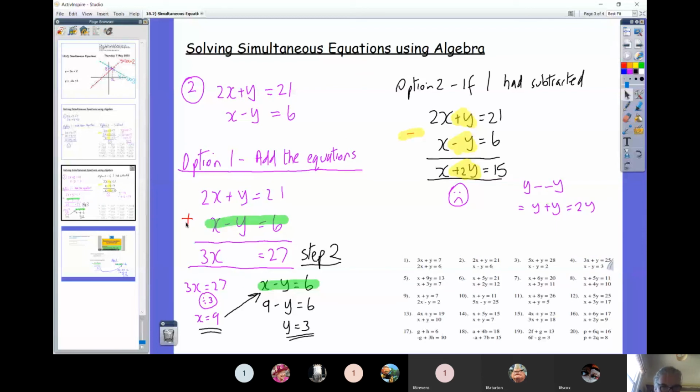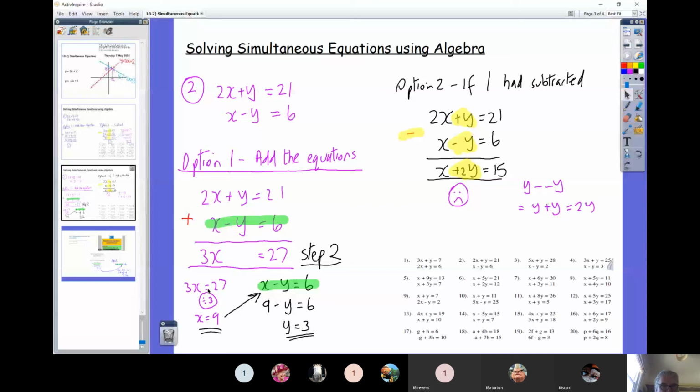So going back to adding them together, 2x plus x is 3x. Y added together with minus y is a big fat nothing. Excellent. And 21 add 6 is 27. So we've eliminated y, so we know that 3 lots of x equals 27. So we can now solve this. 3x equals 27. So divide both sides by 3, and we've worked out that x equals 9.